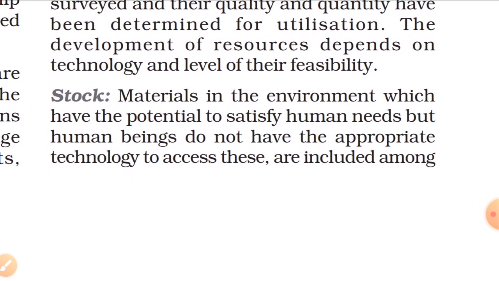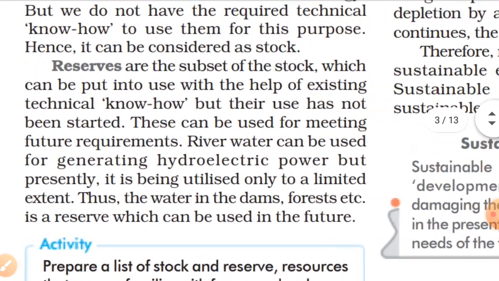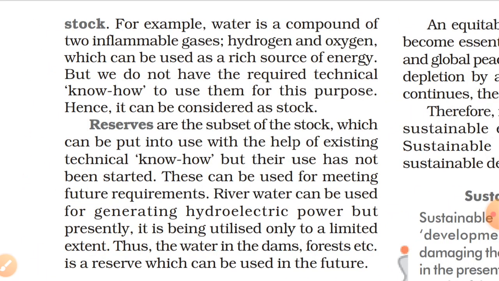Now coming on to stock. Materials in the environment which have the potential to satisfy human needs, but human beings do not have the appropriate technology to access these, are included among stock. For example, water is a compound of two elements, hydrogen and oxygen. We all know water is H2O, right? Which can be used as a rich source of energy, but we do not have the required technical know-how to use it for this purpose, hence it can be considered as a stock.